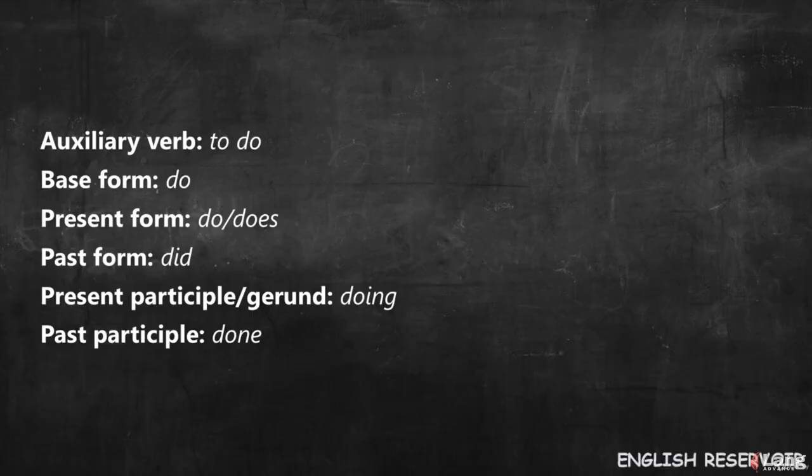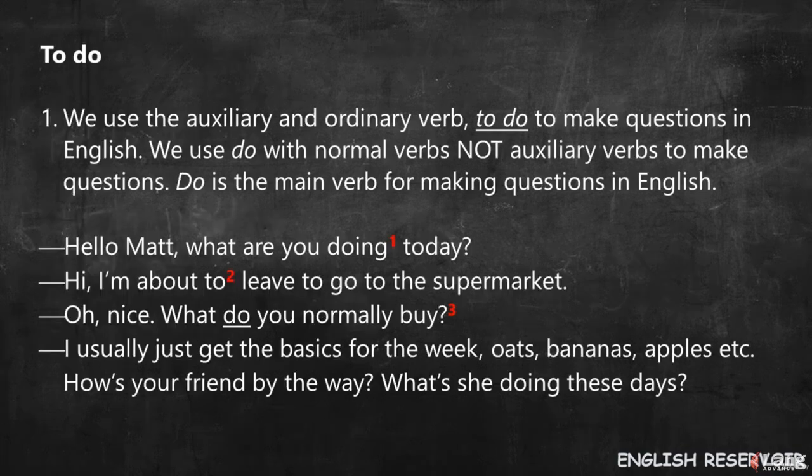Auxiliary verb to do. Base form, do. Present form, do, does. Past form, did. Present participle or gerund, doing. Past participle, done. To do. 1. We use the auxiliary and ordinary verb to do to make questions in English. We use do with normal verbs, not auxiliary verbs, to make questions. Do is the main verb for making questions in English.